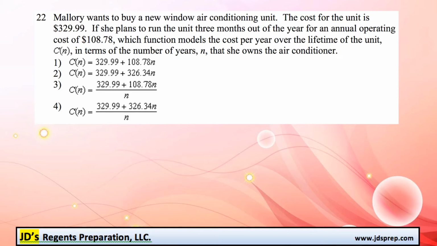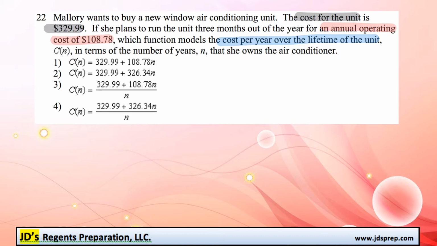This is question number 22 from the June 2017 Algebra 2 exam. So Mallory is buying an air conditioning unit, and the cost for the unit is $329.99. If she plans to run the unit 3 months out of the year for an annual operating cost of $108.78, which function represents the cost per year over the lifetime of the unit?